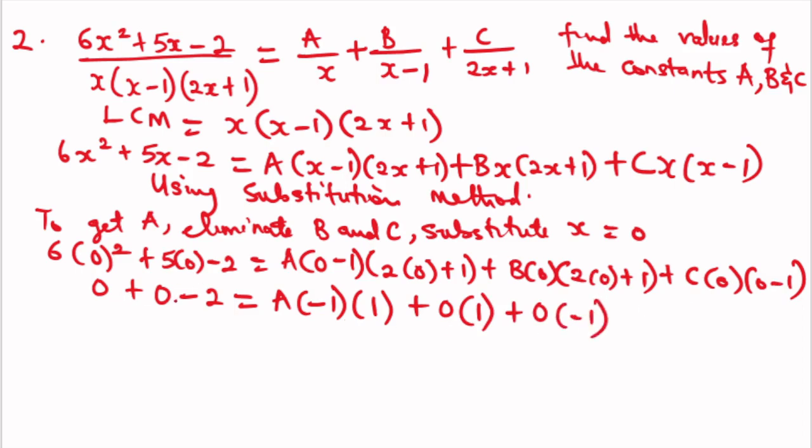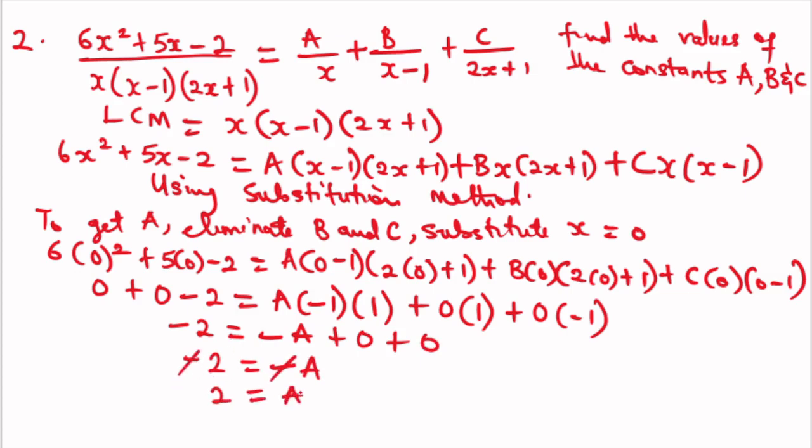Now 0 plus 0 is 0. Minus 2 will have minus 2 equal to a times minus 1 gives us minus a times 1. We still have minus a plus 0 times 1 is 0 plus 0 times minus 1 is 0. So we are left with minus 2 equal to minus a. So minus cancels minus, 2 is equal to a. So therefore, our value for a is 2.